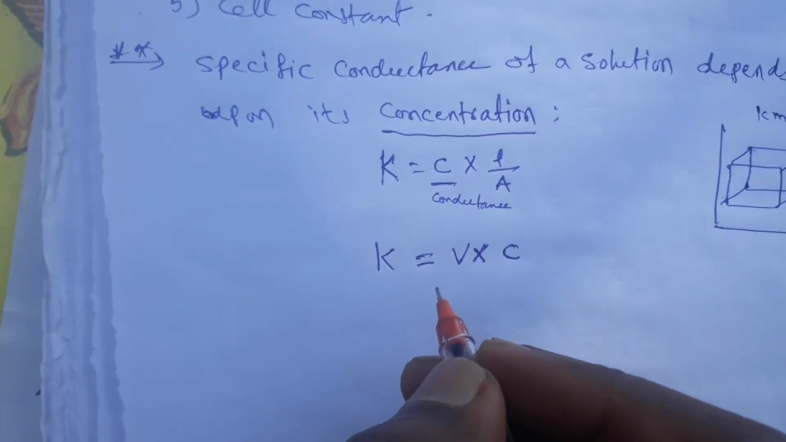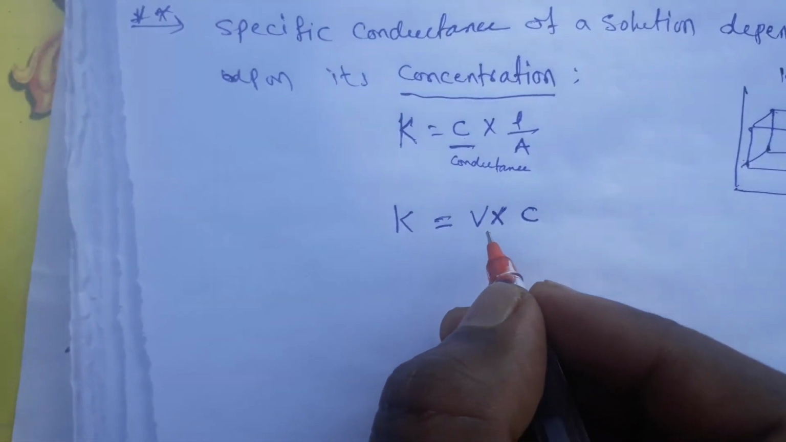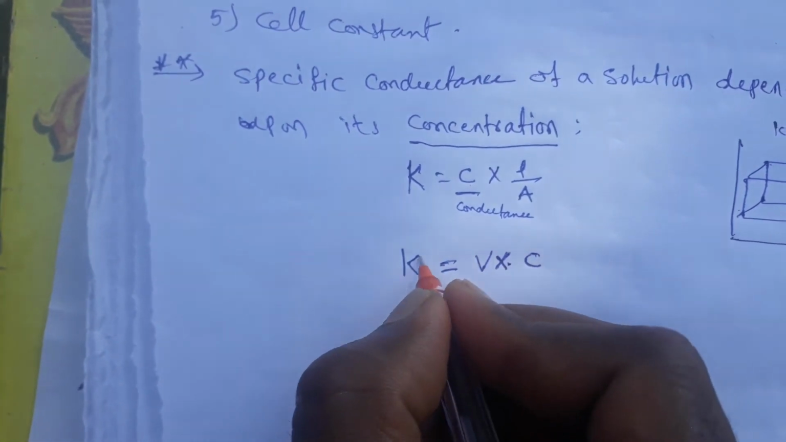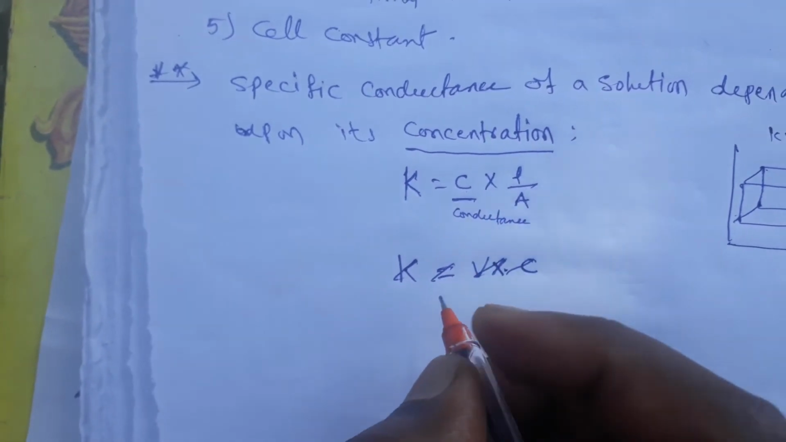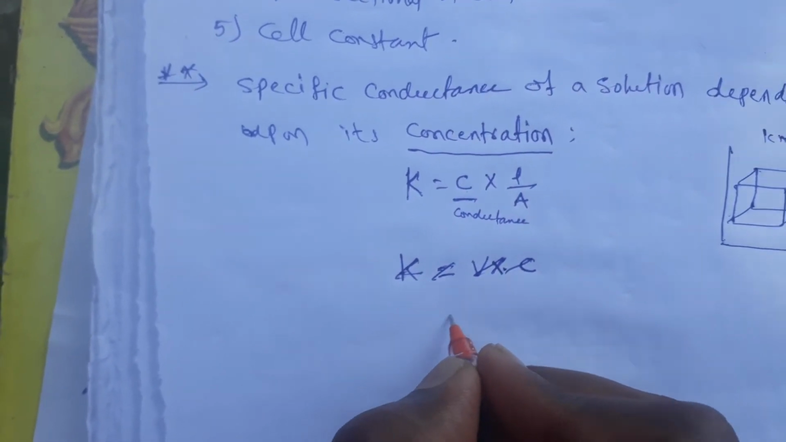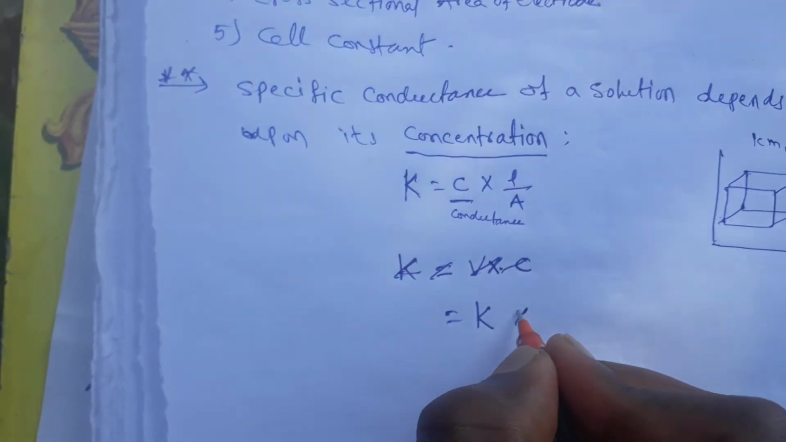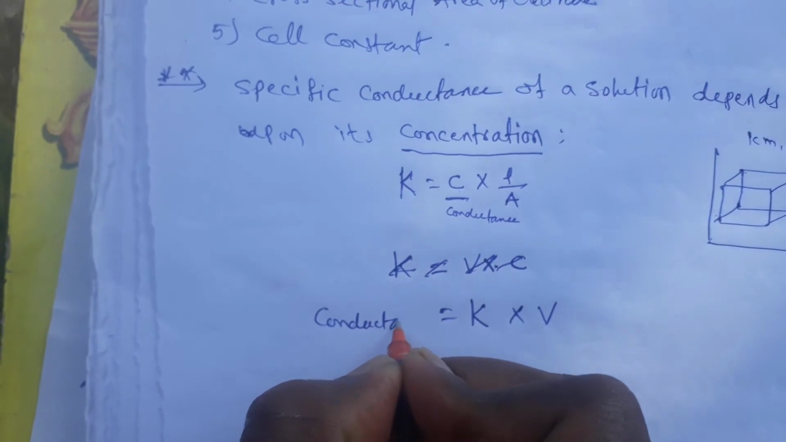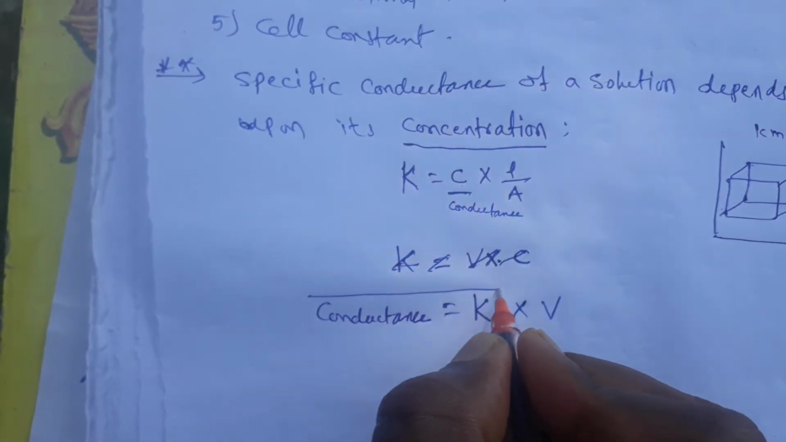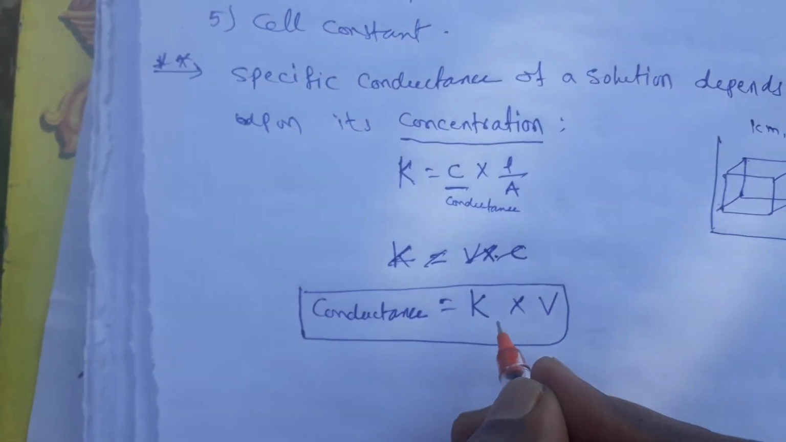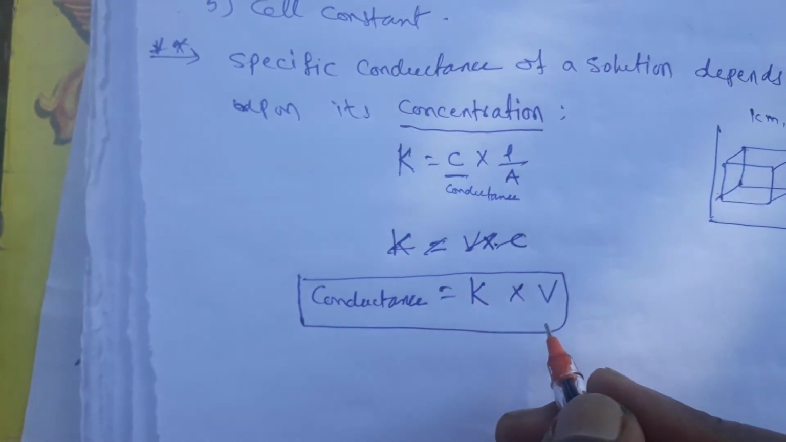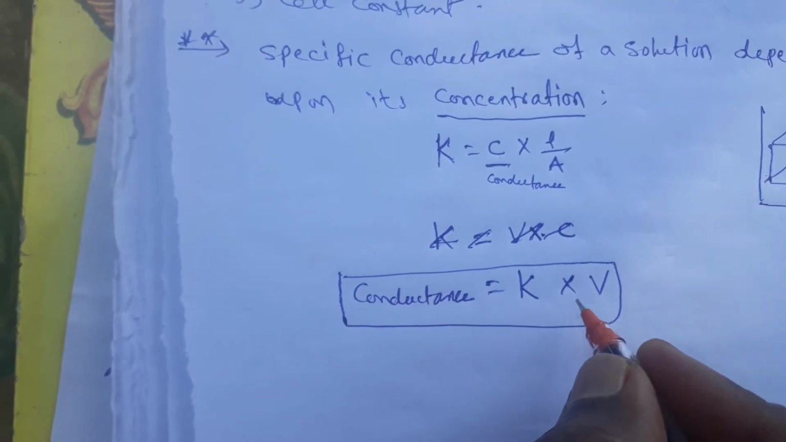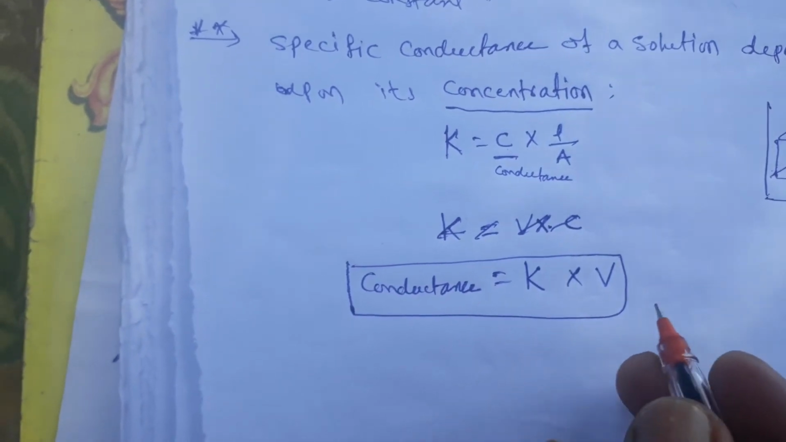So I can write conductance is equal to specific conductance into volume. Conductance depends upon the specific conductance and volume, so K into V. This conductance we are measuring by using this formula, specific conductance and this one.